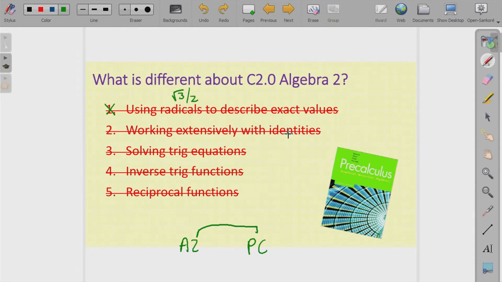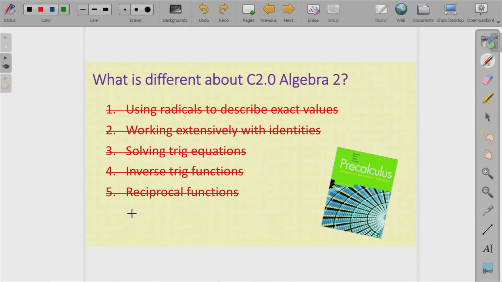Often a trig unit has students do extensive work with identities. Here we're really focusing on the identity listed in one of the content standards that requires students to prove that the sine squared of theta plus the cosine squared of theta is equal to 1. That really is the only point of emphasis around identities in the Algebra 2 course. In the pre-calculus course, they do further work with identities.